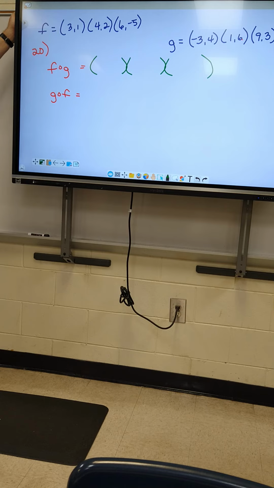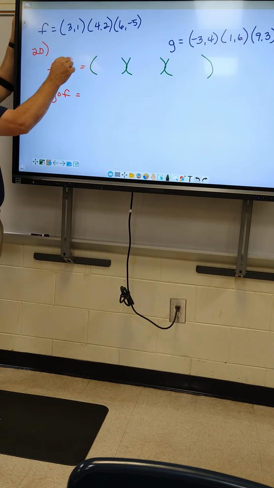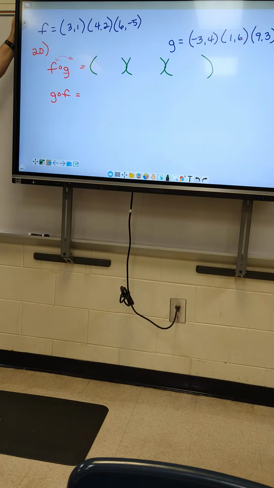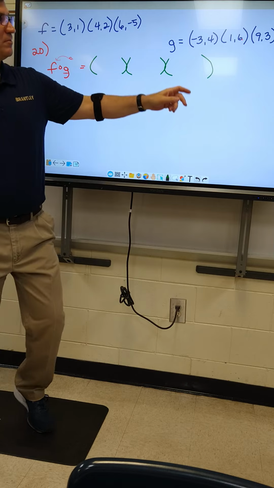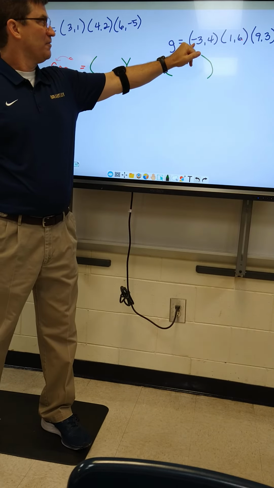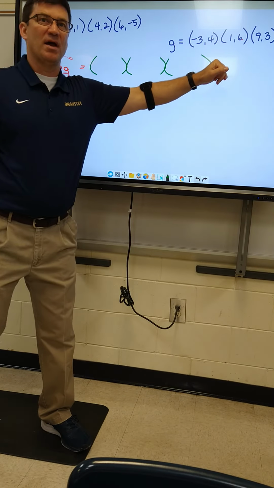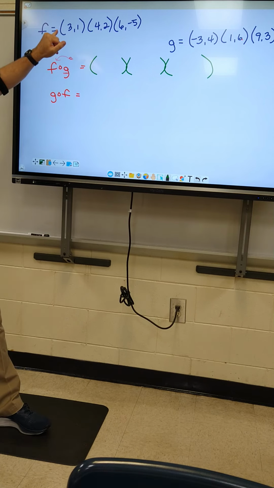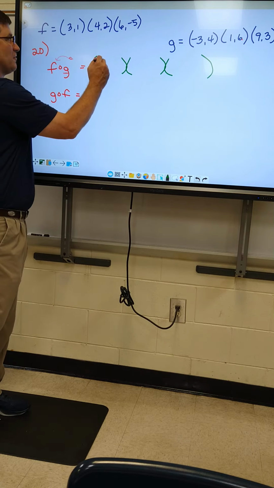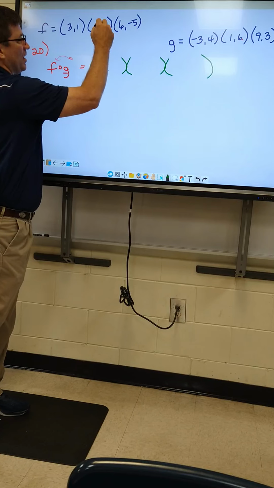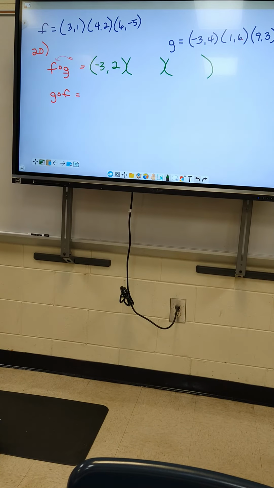Okay? Now, where do we start? If you had to guess, where do we start? Start in the back and go to the front. So we got to start in G. So watch. I'm going to do the first one for you. We start right here. Negative 3 is paired up with 4. Okay, go to the other one. What's 4 paired up with? 2. So I write negative 3 because that was the first one, and I write 2 because that was where I ended up.